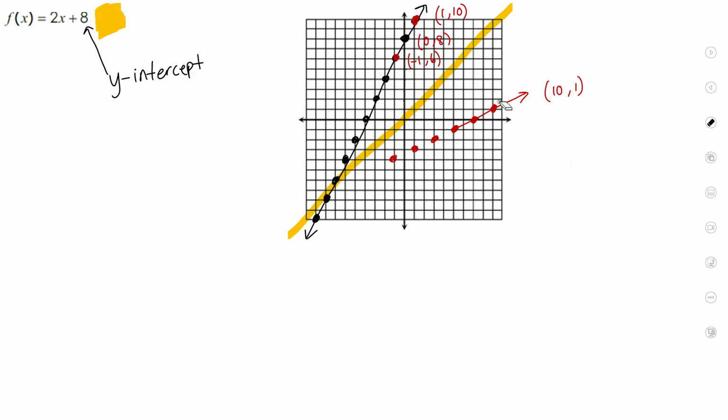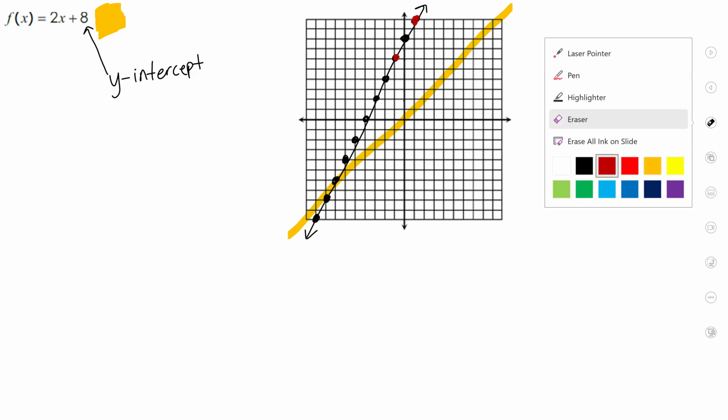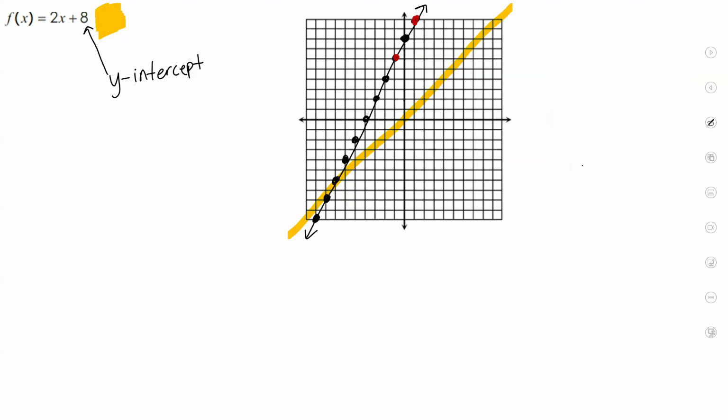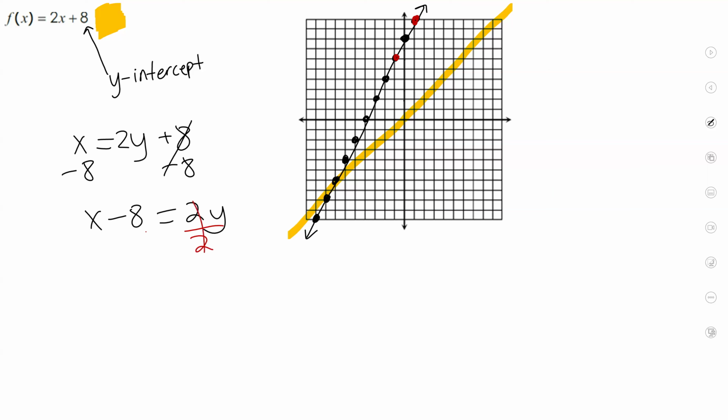Okay, another way you can do this is algebraically. So guys, you switch x and y. And first you subtract 8, right? So you get x minus 8 equals 2y. What do you do now? Yep, you divide by 2. Divide by 2. Divide by 2. So that means the inverse is x over 2 minus 8 divided by 2 is 4.